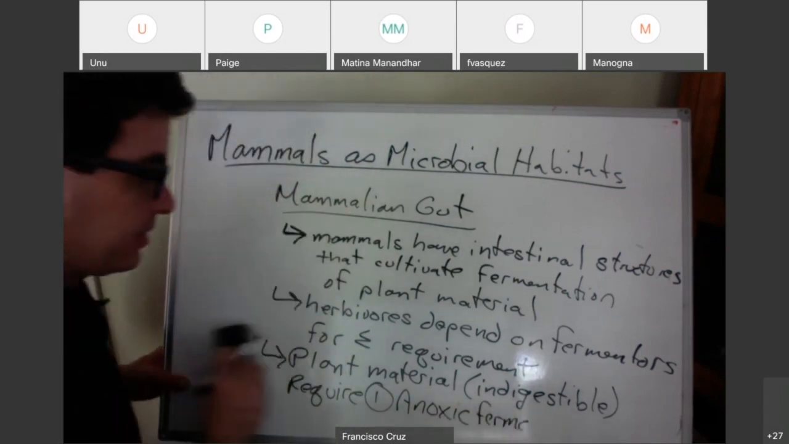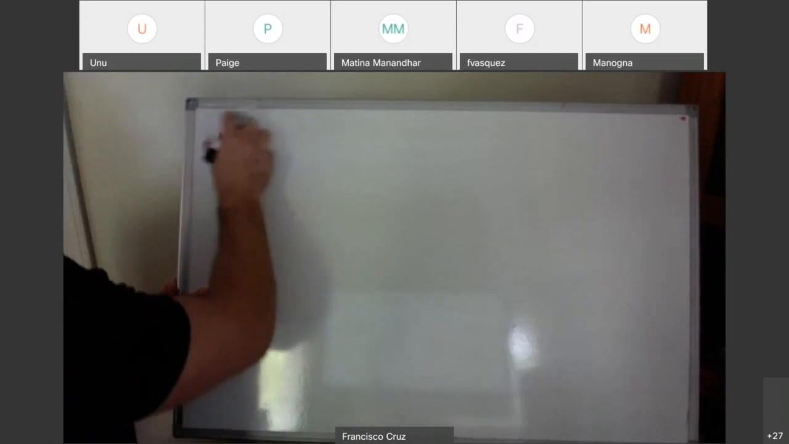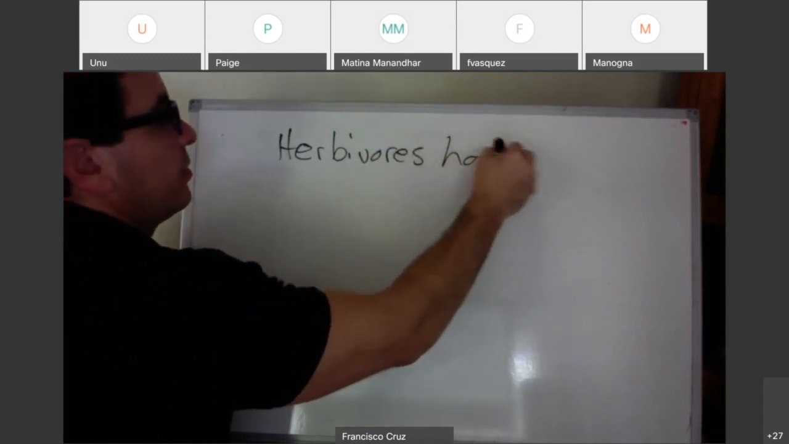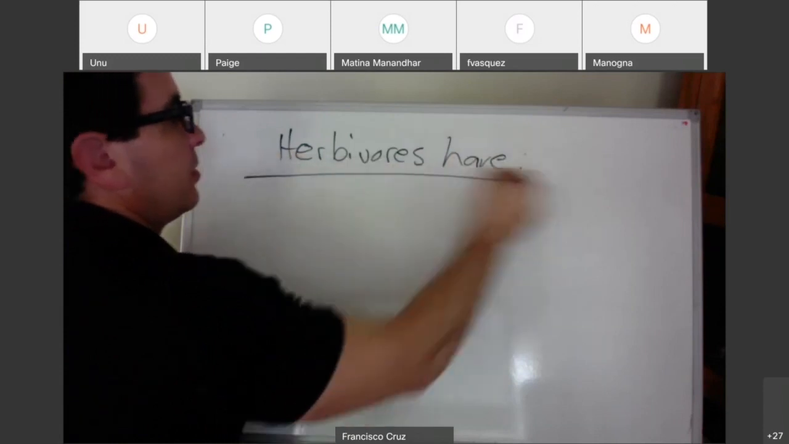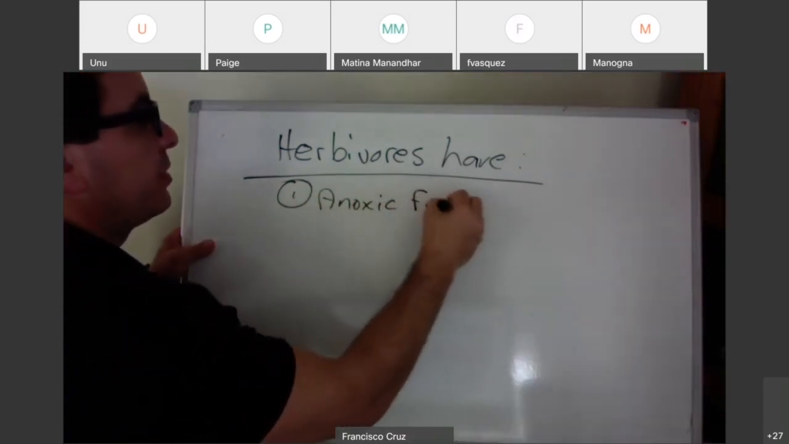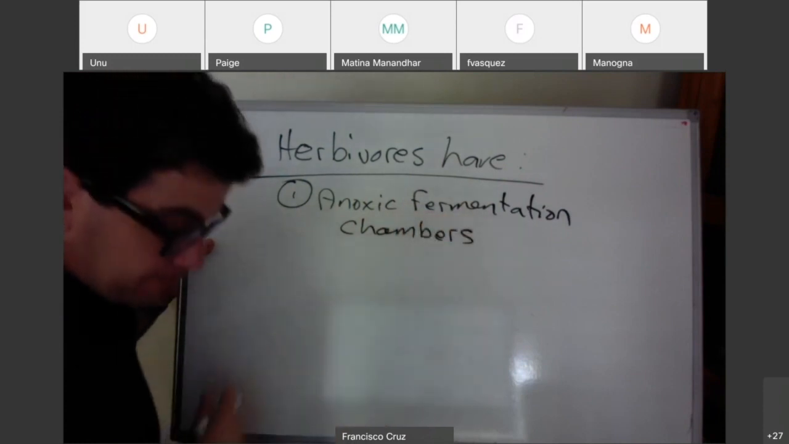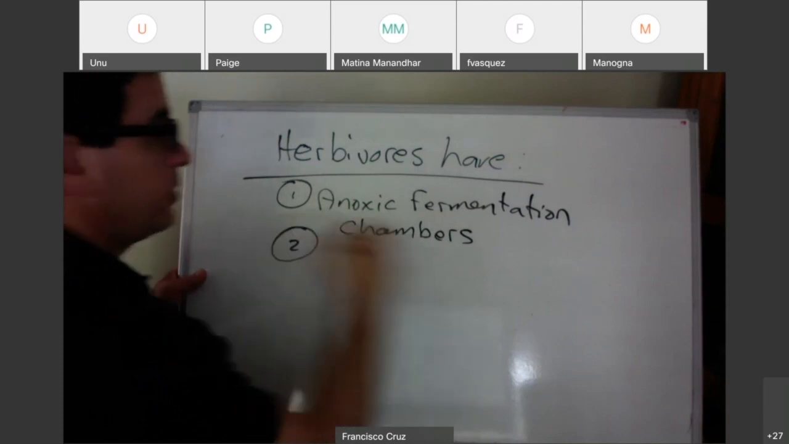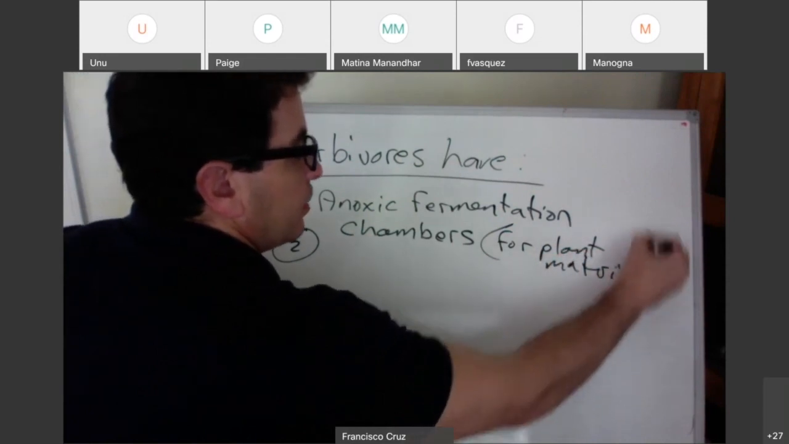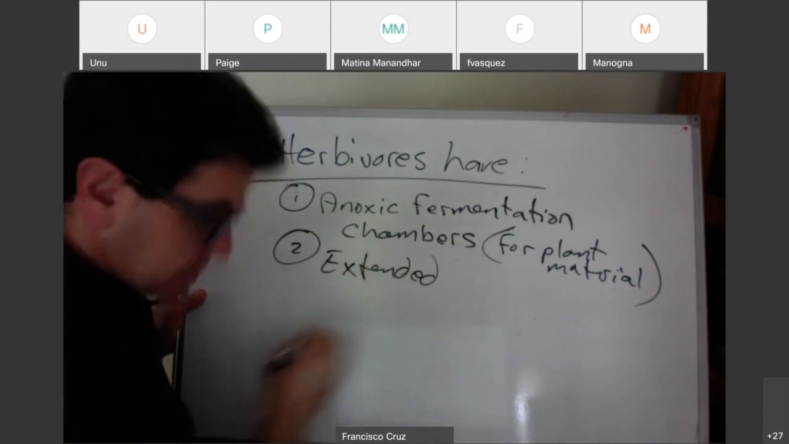I'm going to start this up at the top again. These small boards, okay. So I'm going to put herbivores have anoxic fermentation chambers. Okay. And then two, and this is for plant material, two, extended digestive time.